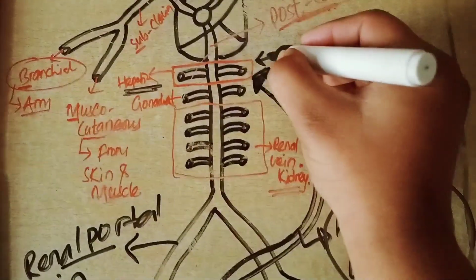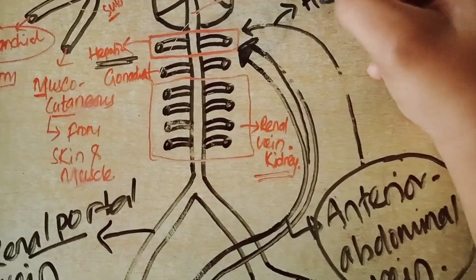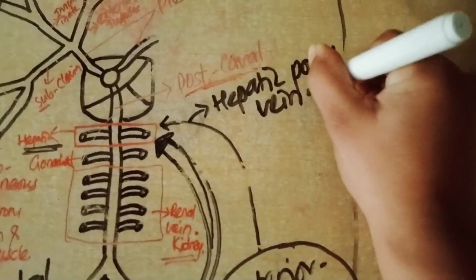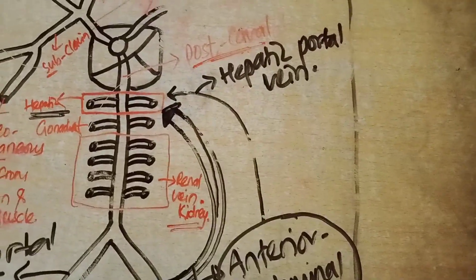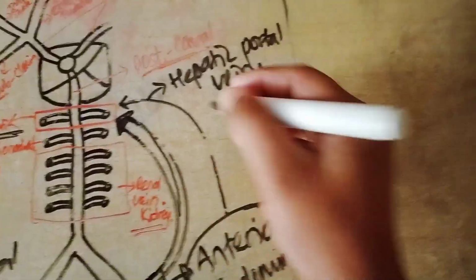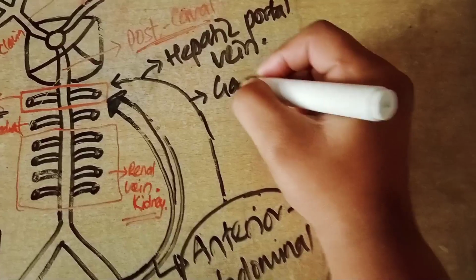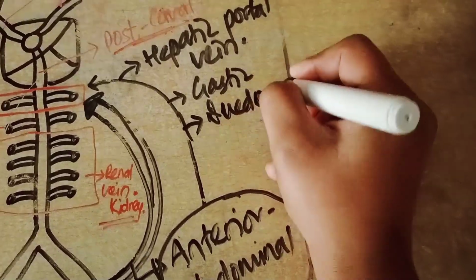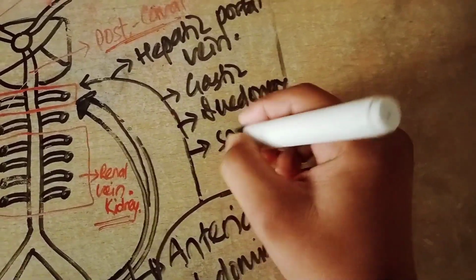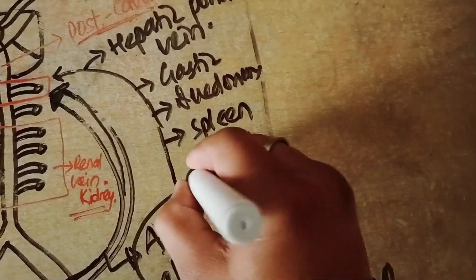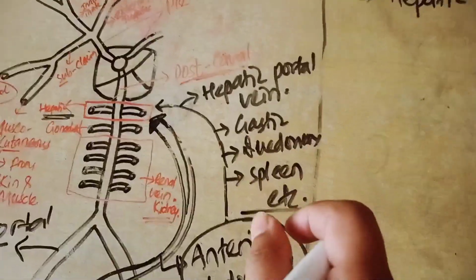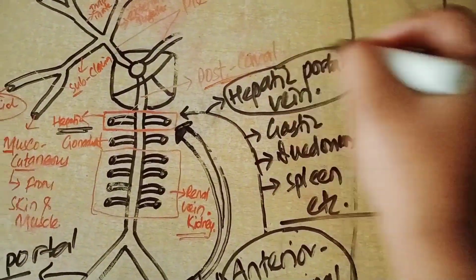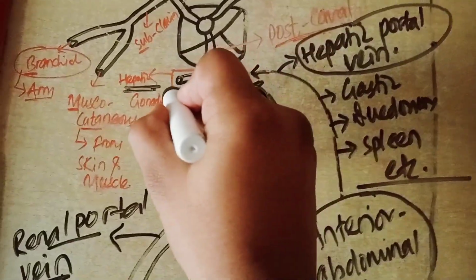And now this is hepatic portal vein. Hepatic portal vein collects blood from various abdominal regions, like gastric vein, stomach, duodenum region, spleen, etc. That is the abdominal full gut. From the gut there are many veins, and these all combine to form hepatic portal vein, which drains blood to the liver.